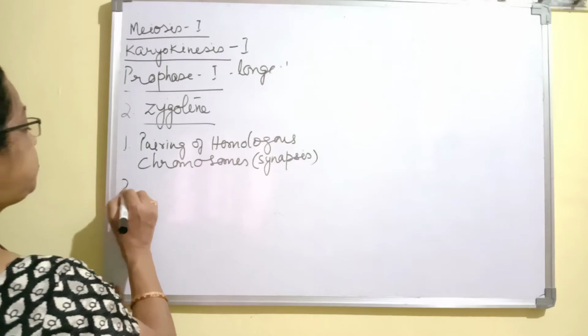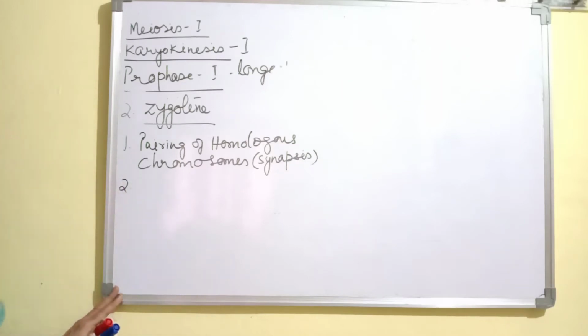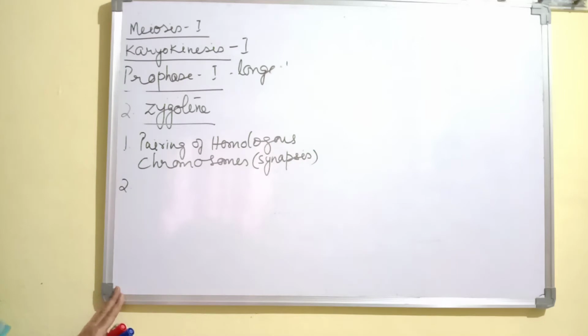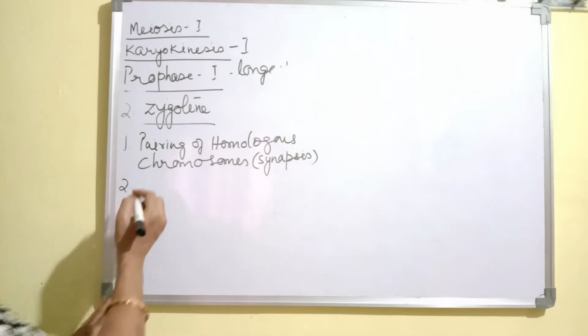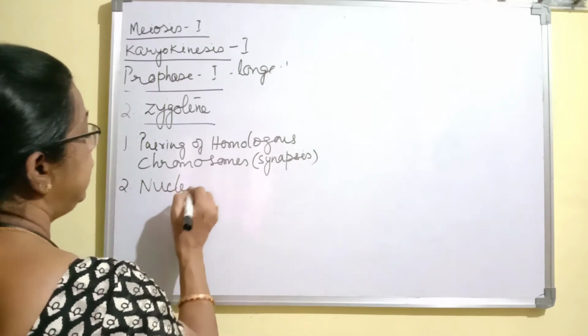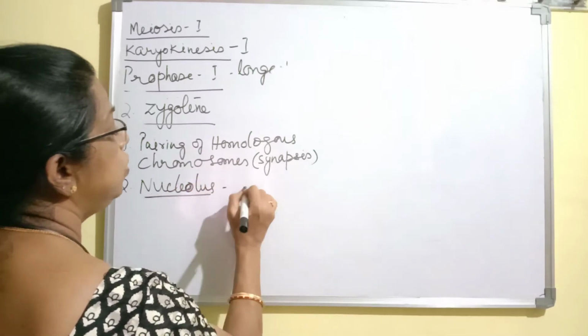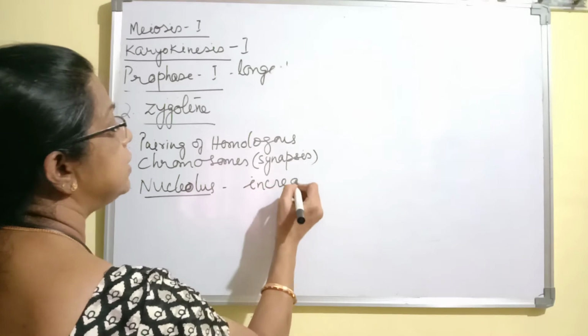And another feature, this point we are going to discuss in detail: what is pairing and how it takes place. Here nuclear size increases. Nucleolus increases in size.